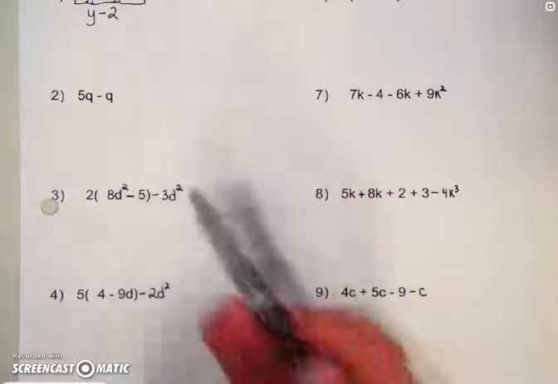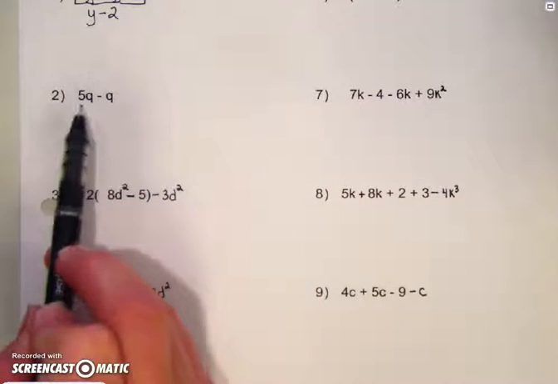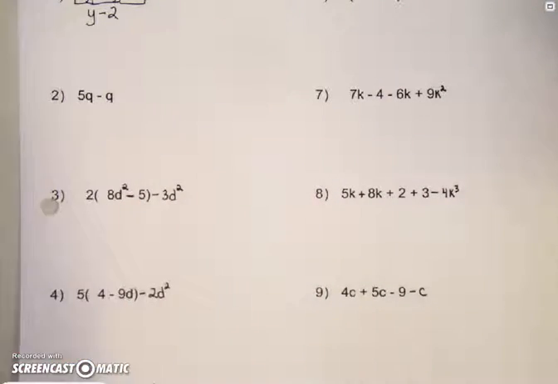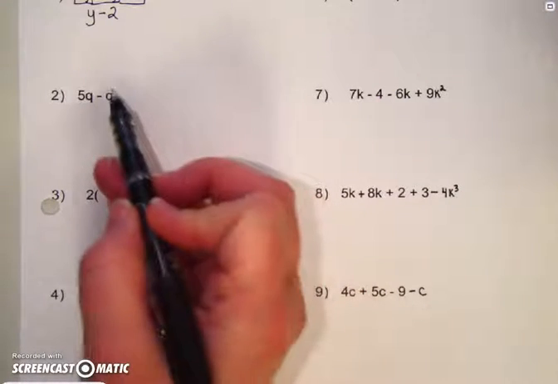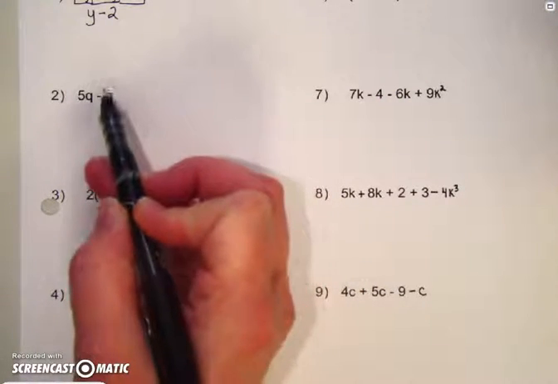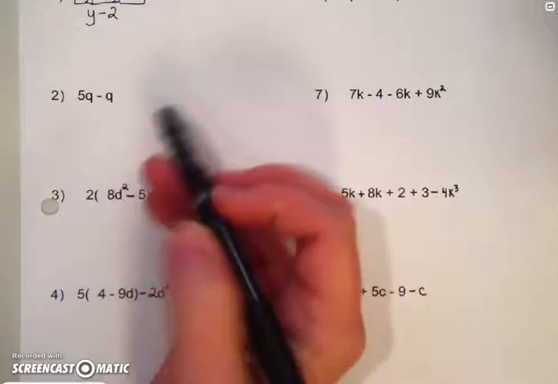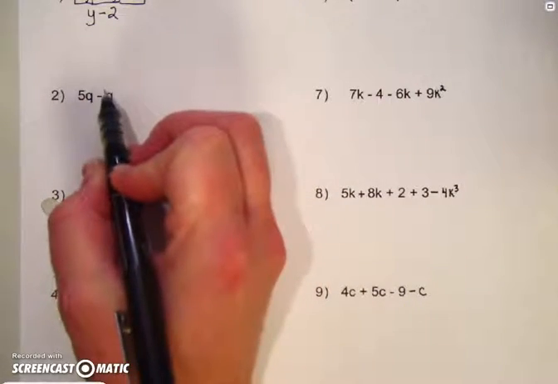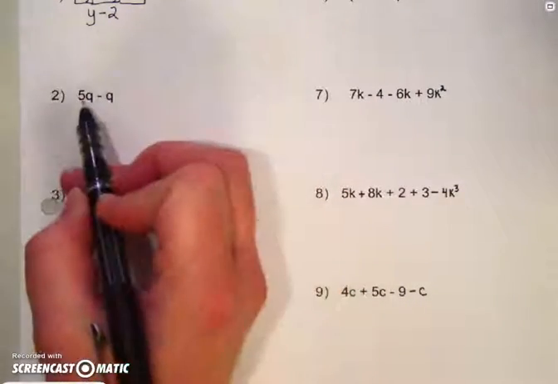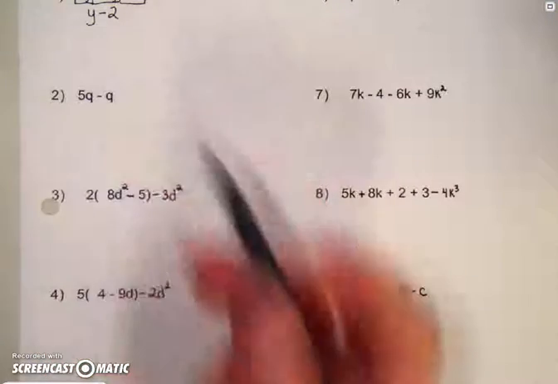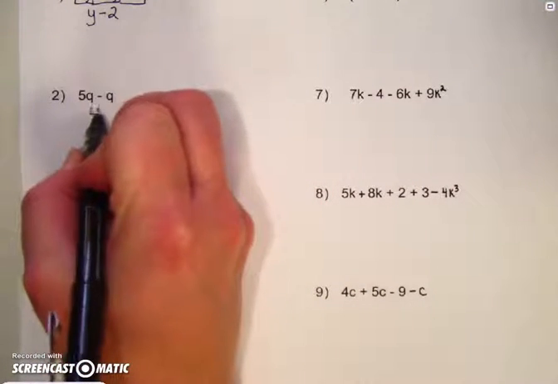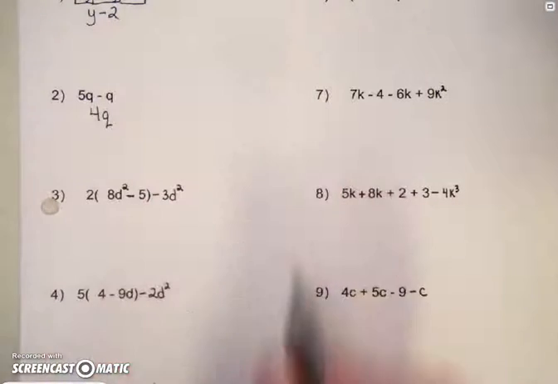All right, problem number 2. We have 5q minus q. Think about this q and think about what the coefficient is. The coefficient would be 1. There's an imaginary 1 right there. So 5q minus 1q would be 4q. And that would be our final answer.